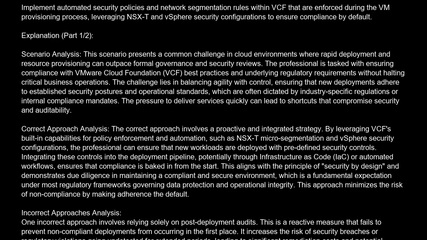This aligns with the principle of security by design and demonstrates due diligence in maintaining a compliant and secure environment, which is a fundamental expectation under most regulatory frameworks governing data protection and operational integrity. This approach minimizes the risk of noncompliance by making adherence the default.